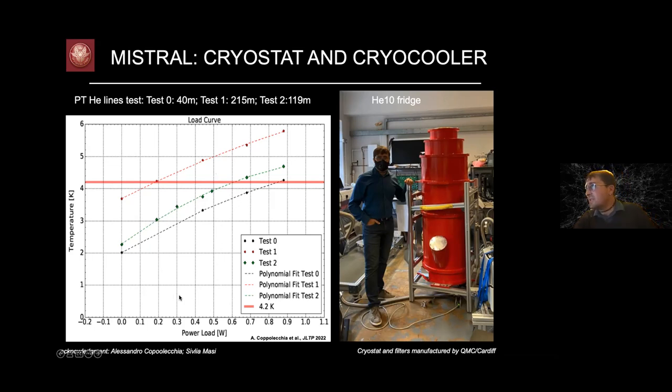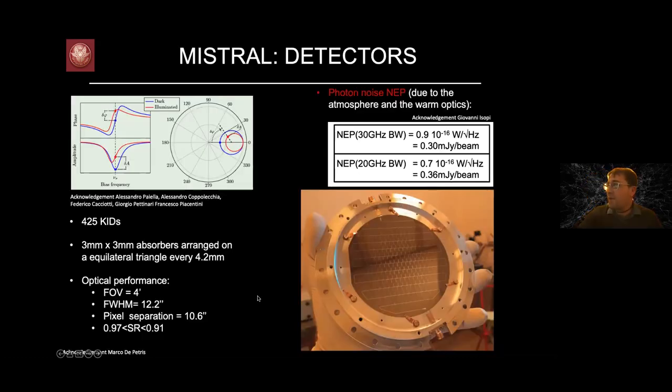So as mentioned, MISTRAL will have an array of kinetic inductance detectors. Kinetic inductance detectors are superconducting resonators fit for frequency domain multiplexing, which basically change their resonance frequency upon a change in the amount of Cooper pairs and quasi-particles. Basically, when radiation hits a kinetic inductance detector, it shifts the resonance frequency, and you can see it both in amplitude and in phase. And so you basically can see that the radiation has arrived.